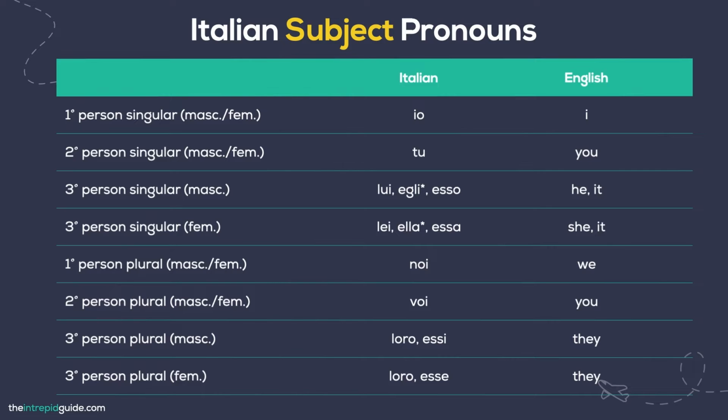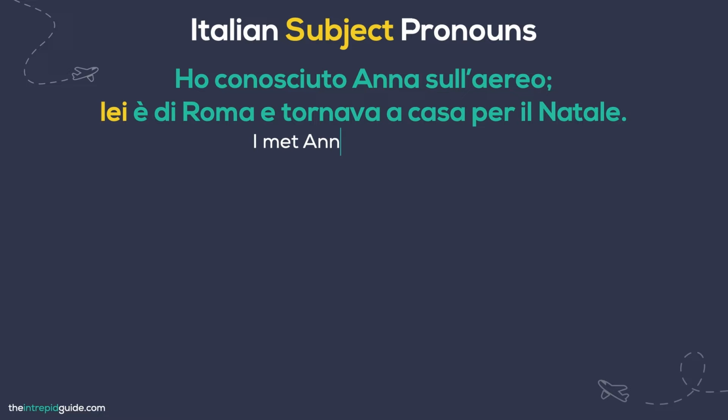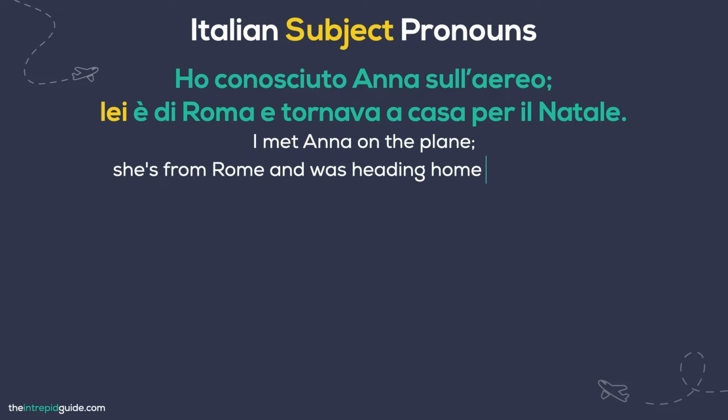In everyday Italian, the subject pronouns egli and ella have become archaic and are only used in highly formal or bureaucratic contexts. Now let's take a look at some example sentences. Ho conosciuto Anna sull'aereo. Lei è di Roma e tornava a casa per il Natale. I met Anna on the plane.